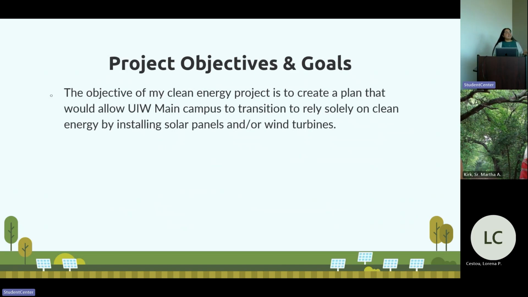So the objective of my clean energy project is to create a plan that would allow the UIW main campus to transition solely to clean energy by installing solar panels and or wind turbines. I want to emphasize that I am trying to do it solely on solar panels. I'm trying to do it more on the academic buildings, like the AT&T Center or Bonilla Science Hall, or even the communications building. I'm not sure what the communications building is called, but I'm trying to do it more for the academic buildings on campus.